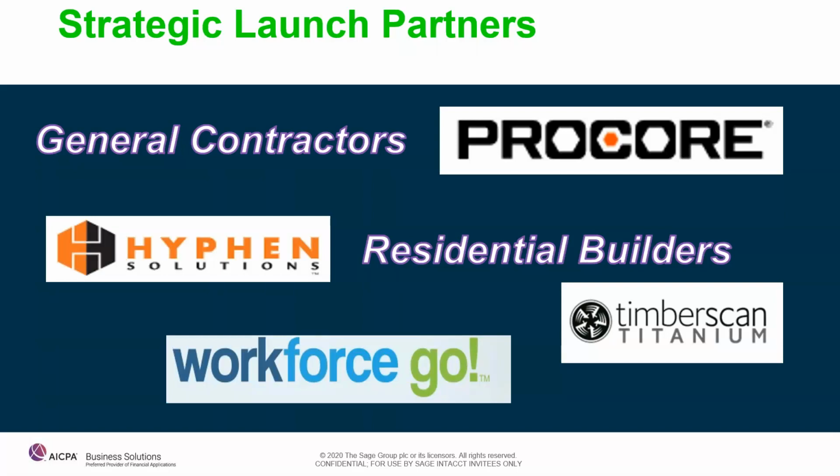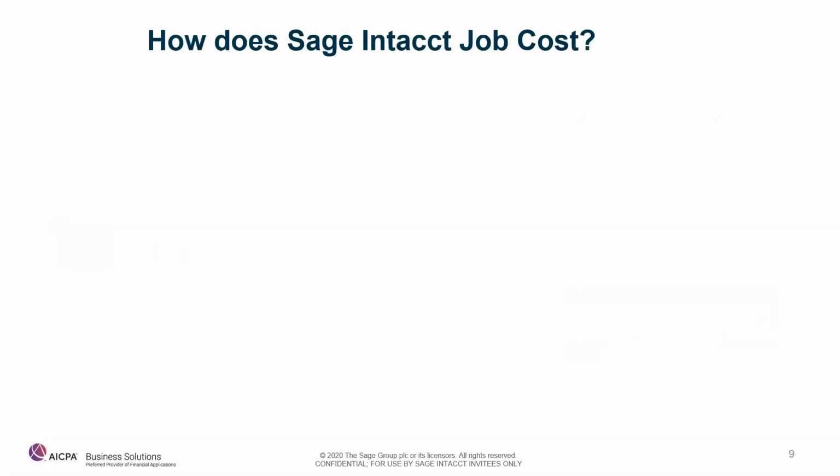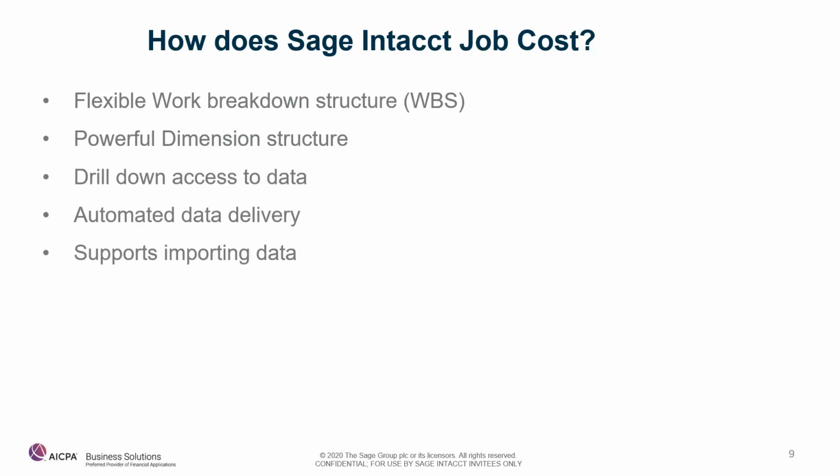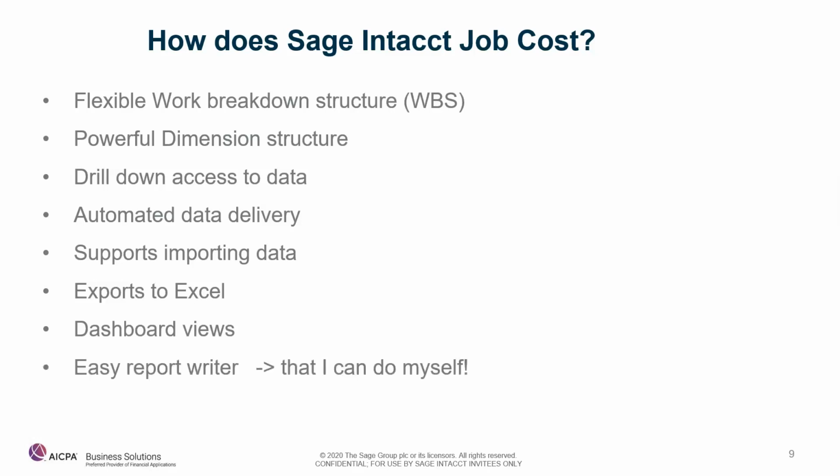But today we were here to talk about job costing and how does Sage Intacct job cost. So it job costs through our flexible work breakdown structure and our powerful dimension structure. Also the ability to access that data through drill downs, automate data delivery. We also support importing data as well as exporting cleanly to Excel with dashboard views and an easy report writer that I can do myself.